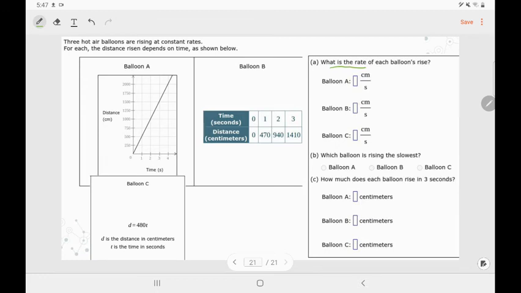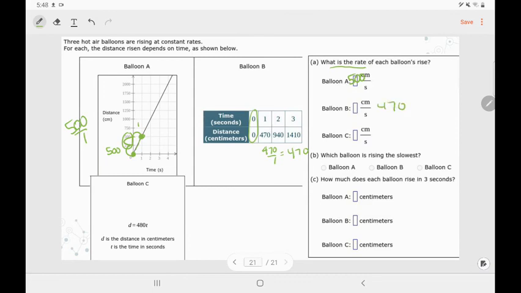So if I look at balloon A, okay, there's a point here at 0, 0, and as I go along, put a dot. So my rise is up 250, up 500. Make sure you're looking at your axis. So up 500 and over 1. So my slope is 500 over 1. And I can type that in there, or I can simplify it to 500. Balloon B, remember, it crosses through 0, 0, so I can divide 470 by 1, and that is my slope. 470 divided by 1 is just 470.